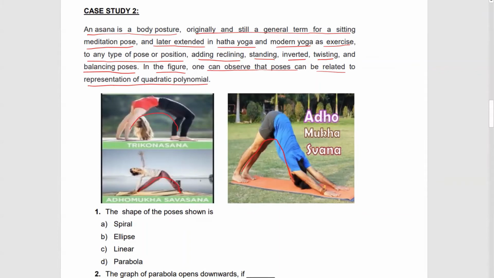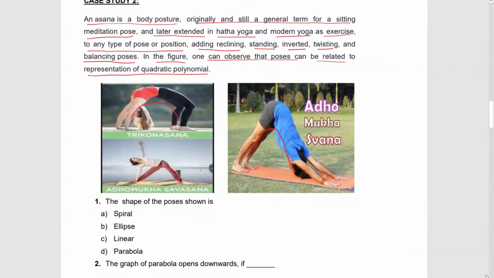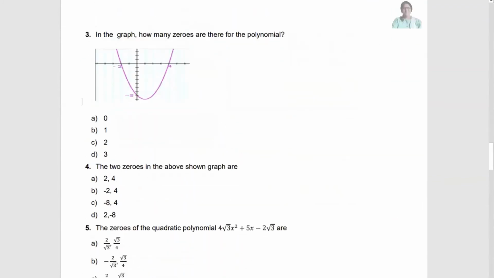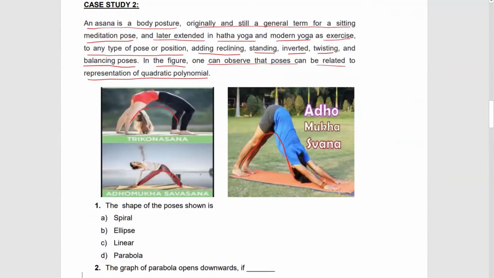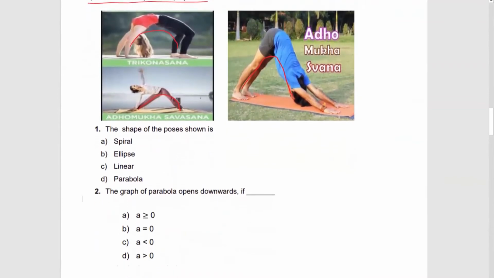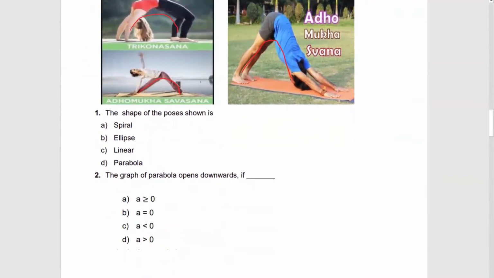Now, the questions. First question. The shape of poses is known as, it is already mentioned in the question, it is all parabola. The graph of a parabola opens downwards if a is greater than or equal to 0, a is equal to 0, a is less than 0, a is greater than 0. What is the meaning of this?